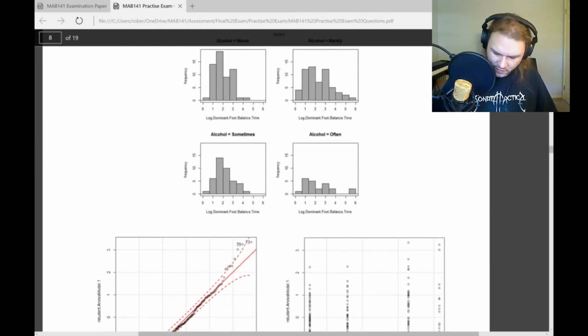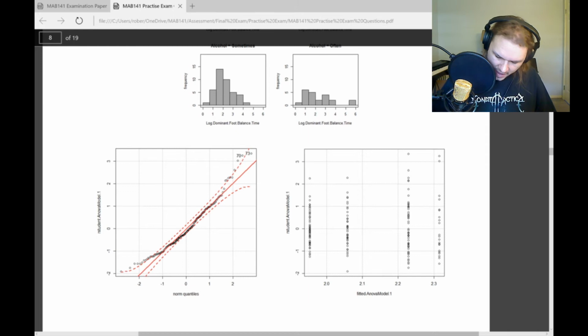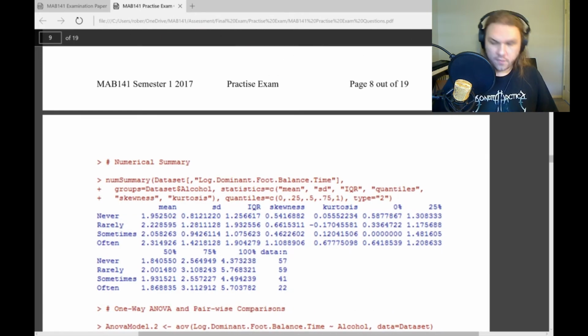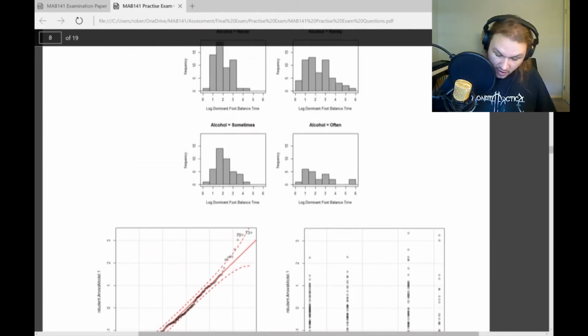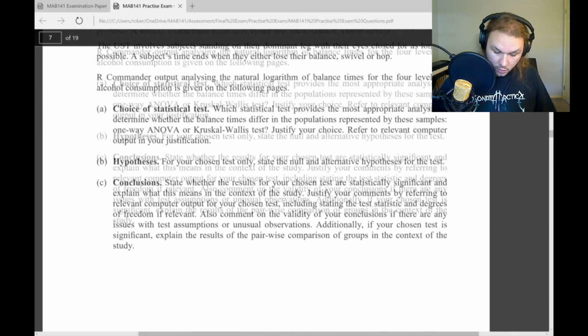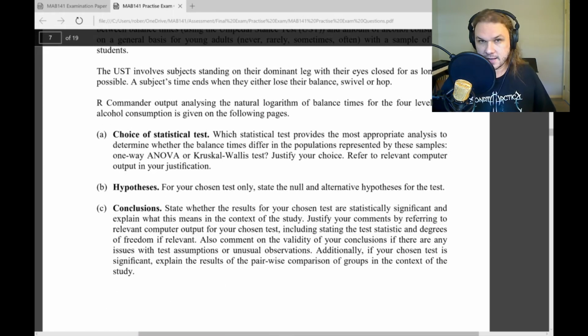It feels as if it's slightly right skewed, but it's not too bad. Variances are not perfect. It's never going to be perfect, but it seems fine. So I would go with the one-way ANOVA test there.